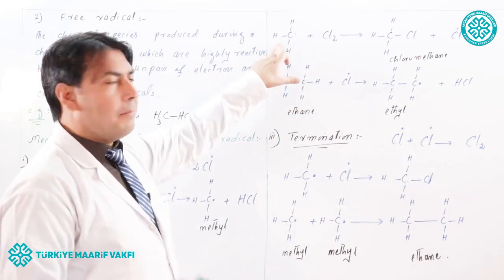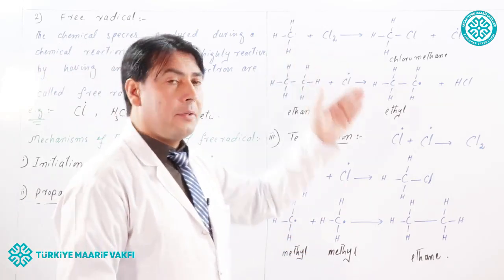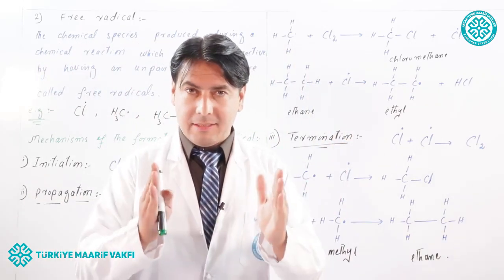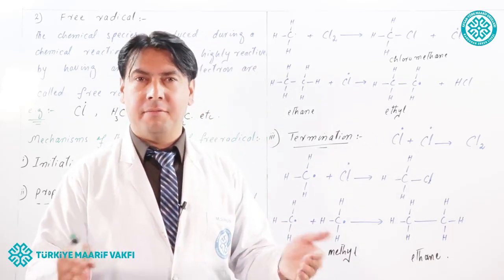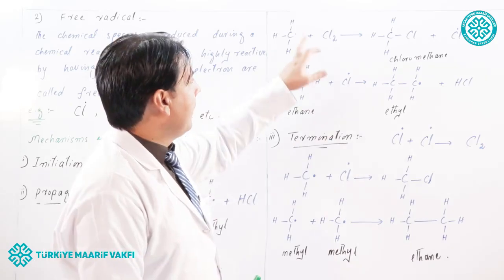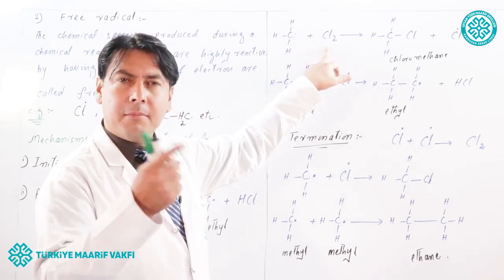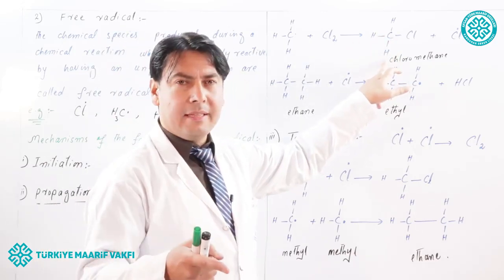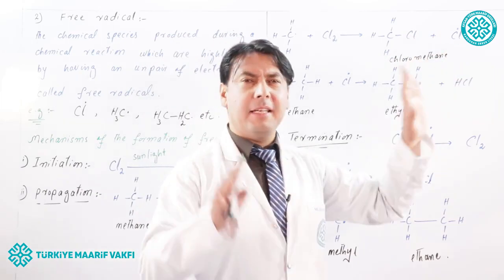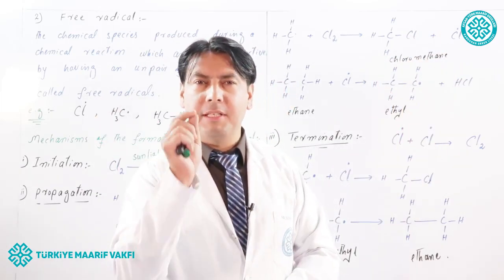this methyl free radical can react with another stable chlorine molecule. And what happens with the chlorine molecule? This methyl free radical will take one chlorine from the chlorine molecule and form chloromethane, and another free radical is formed. What free radical? Chlorine free radical.